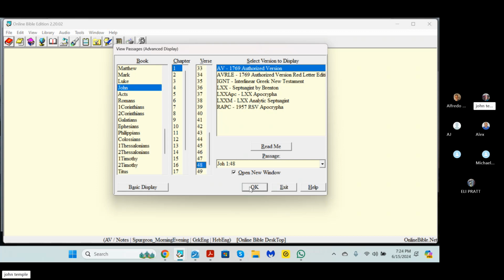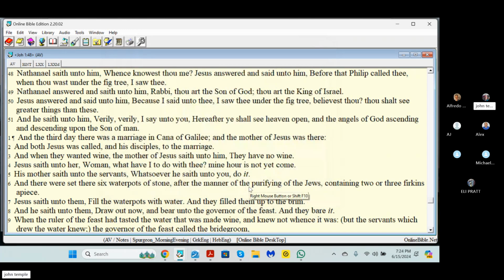That's all. In John 1, 48, Nathanael said unto him, Whence knowest thou me? And Jesus answered and said unto him, Before that Philip called thee, when thou wast under the fig tree, I saw thee. So he's like, how did he know I was under a fig tree? And Nathanael said unto him, Rabbi, thou art the Son of God, thou art the King of Israel. And Jesus answered and said unto him, Because I said unto thee, I saw thee under the fig tree, believest thou? Thou shalt see greater things than these. And he said unto him, Verily, verily, I say unto you, hereafter you shall see heaven open, and the angels of God ascending and descending upon the Son of Man.